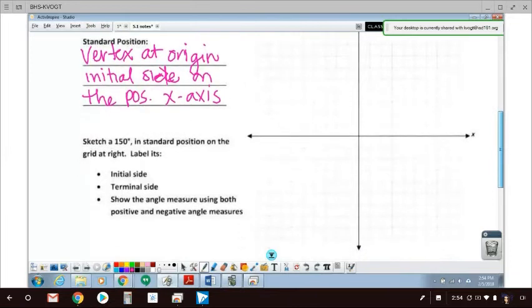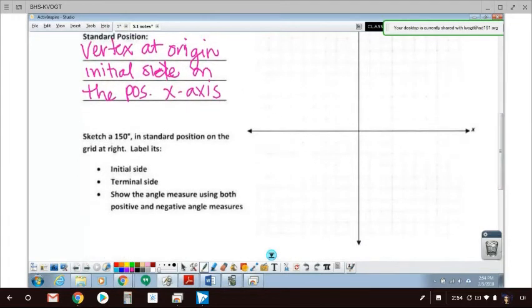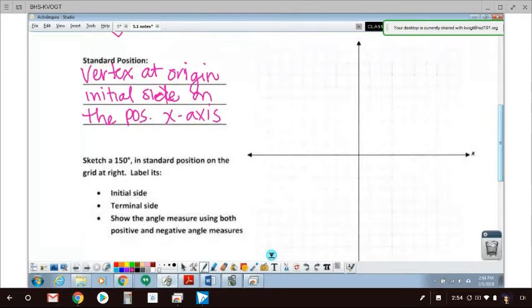So I have: sketch 150 degrees in standard position and label the terminal side, the initial side, and show the measure using both positive and negative angle measures. So hopefully you remember here that this is 0. This up here is 90 degrees. And this will be 180. This will be 270 down here. So 150 is like right here.